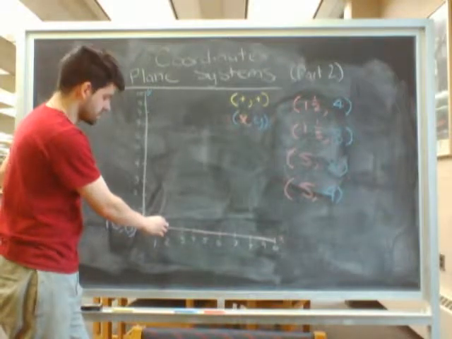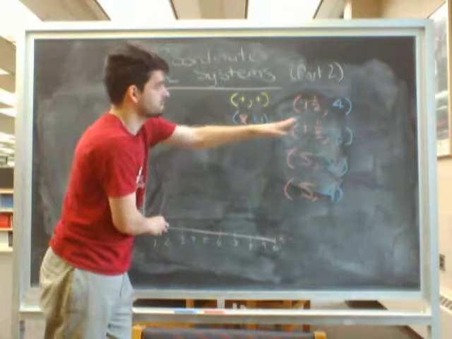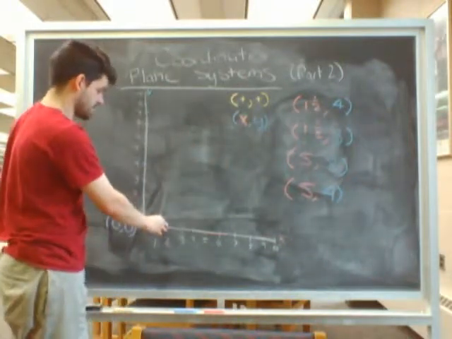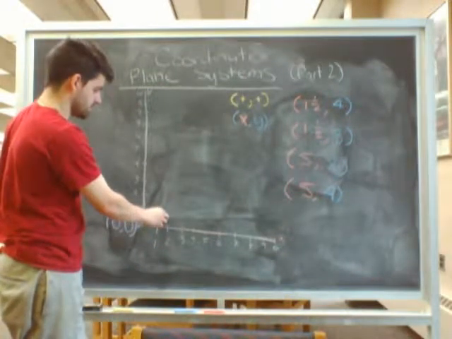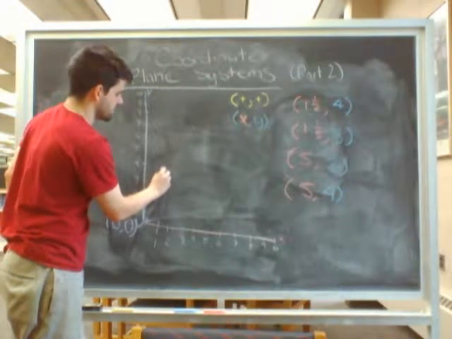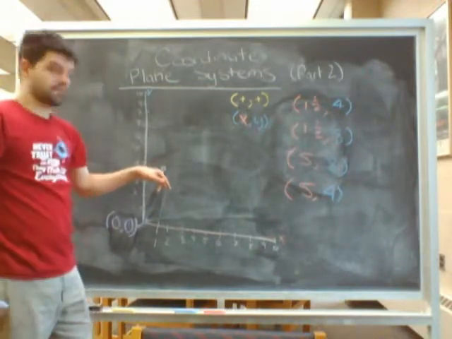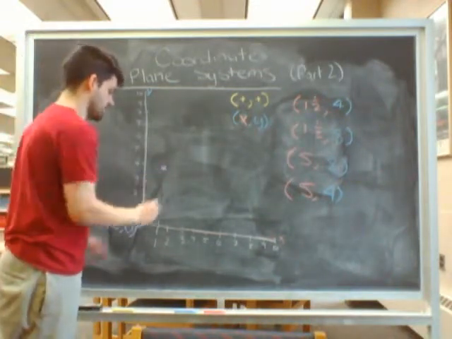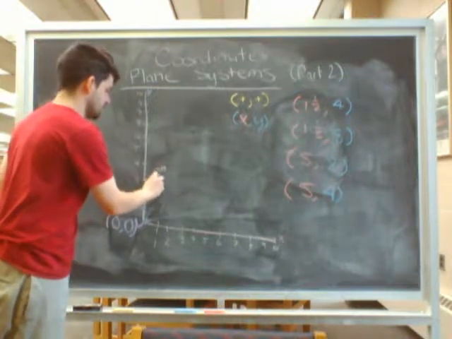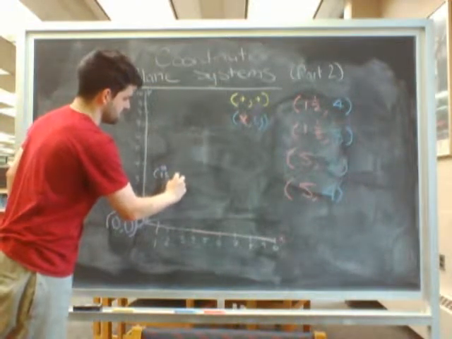Okay. Next, he's going to go up 4 again. Y is associated with 4, and that's how many units he moves up. So 1, 2, 3, 4. So our first player goes right here. This is the value of 1 and 4. Okay. Or 1.5, 4, I'm sorry. So I'll mark that 1.5, 4.